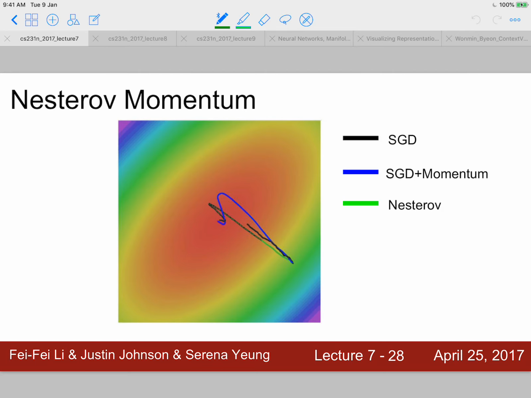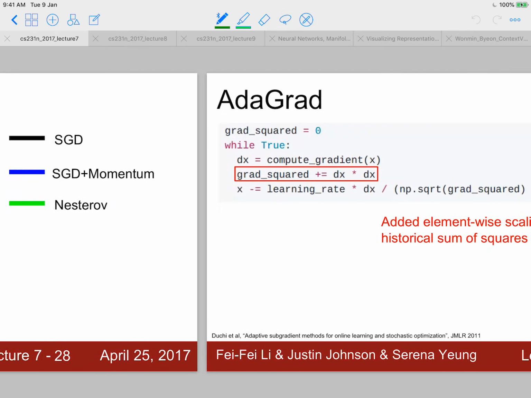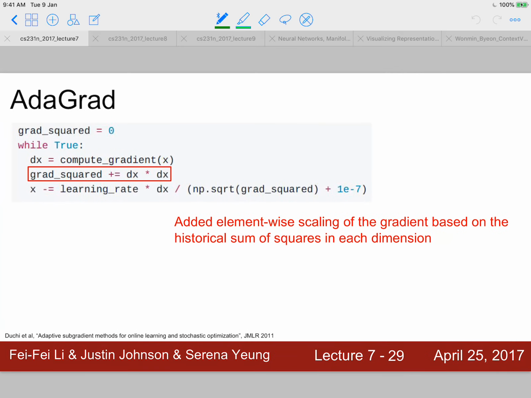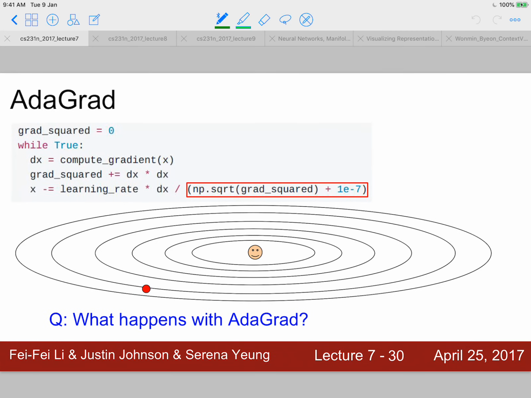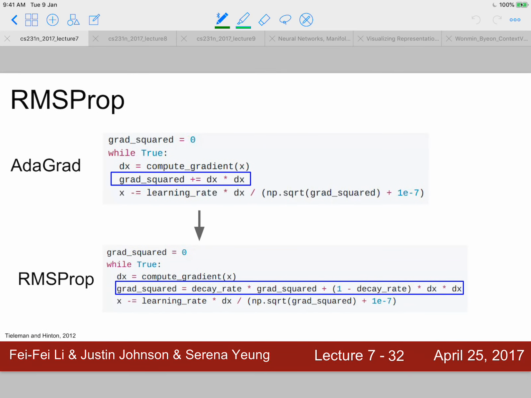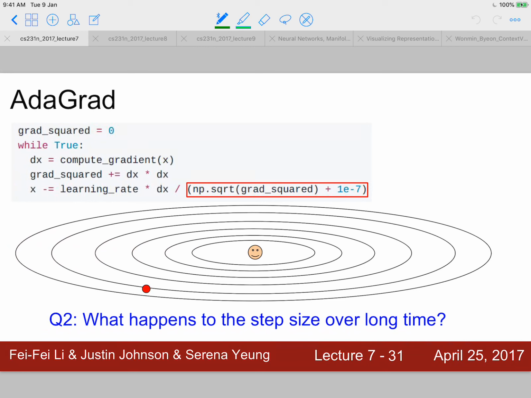So we discussed Nesterov momentum last time. As advanced methods, there is AdaGrad, which is not actually used, and based on a similar motivation, we have RMSProp. What's the motivation here?